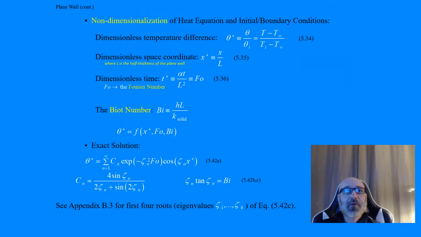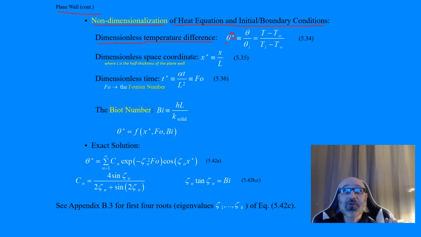So now I want to talk about the non-dimensionalization of the heat equation and initial boundary conditions. We're going to do this still for that plane wall example we saw on the previous slide. Within this, let's first take a look at our dimensionless temperature difference. So we have our theta star, where the star is going to denote that we're dealing with dimensionless quantities.